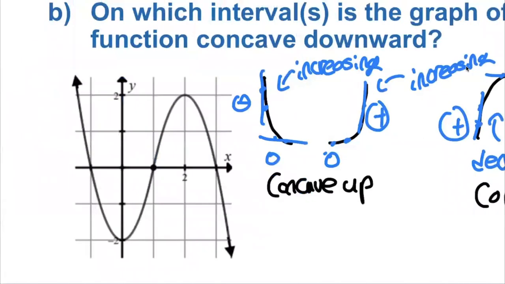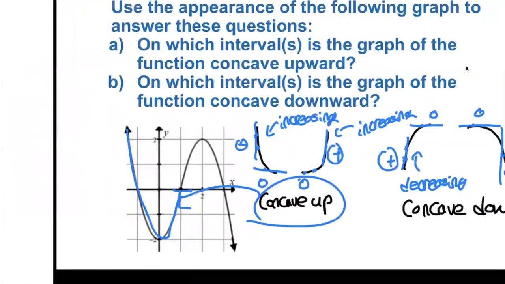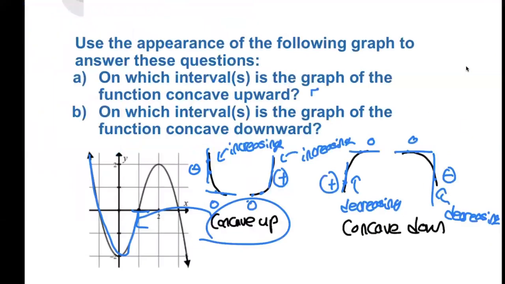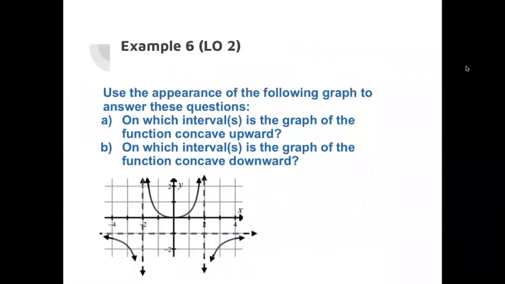By looking at this graph, we can see that this entire part up until here has this shape. So what's concave up? Negative infinity, round bracket, because you can never include infinity, to 1. What is concave down? The red part, because it has a shape like this. So 1 to positive infinity. That will be the right answer for the concavity question.